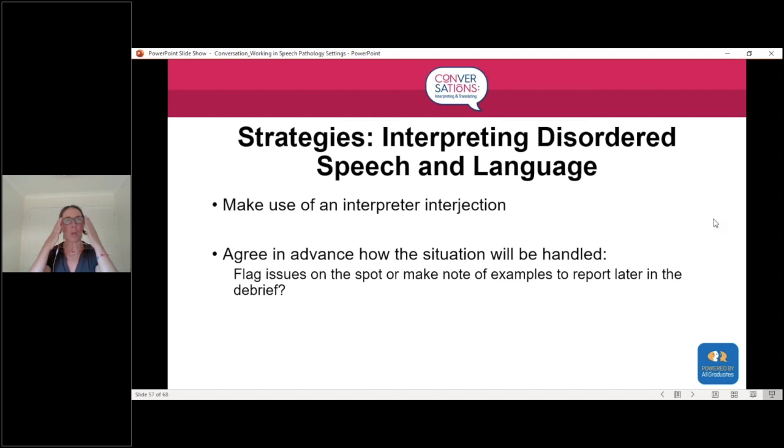And then the speech pathologist will hopefully kick in and either ask for a repetition if that is at all appropriate in the situation, or direct the flow of conversation. But what would be ideal is if you were able to have a few moments before the session, just with the speech pathologist, without the patient being present, to agree in advance about how to deal with this kind of situation.